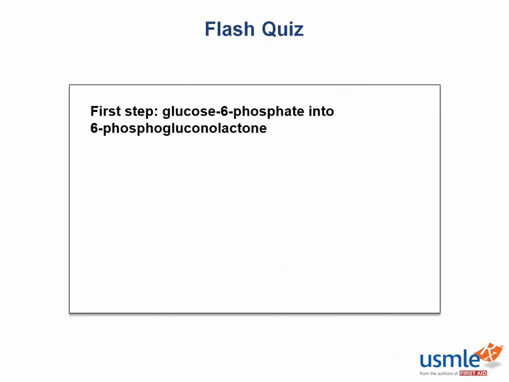Well, this would disrupt the irreversible or oxidative phase, or the first reaction in the HMP shunt, which converts glucose 6-phosphate into CO2, 2 NADPH, H+, and ribose 5-phosphate molecules.